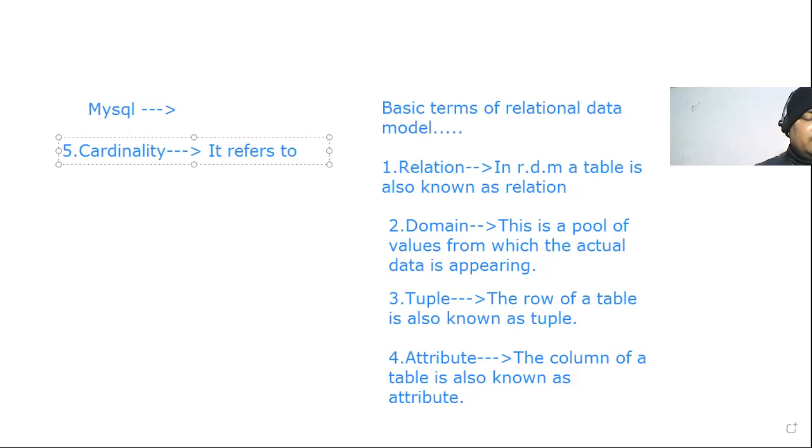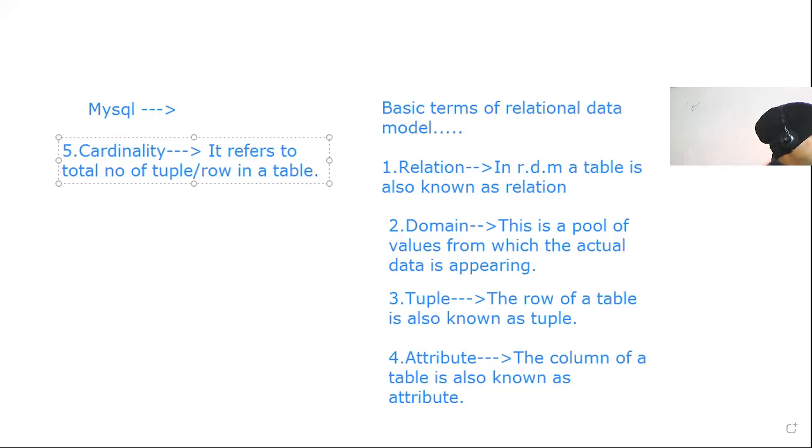So let me write the definition of cardinality. It refers to the total number of rows, it means tuples. It refers to the total number of tuples or rows in a table. So this is known as cardinality. It refers to the total number of tuples or rows in a table. Clear? Is it clear? Yes, sir.